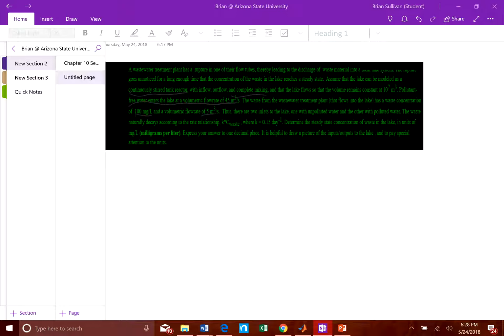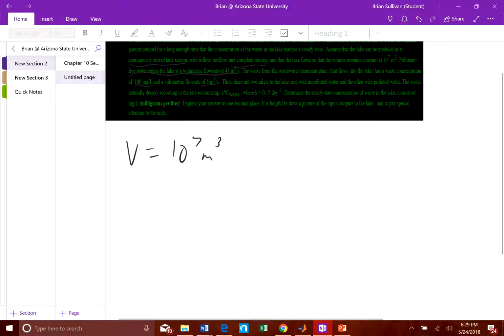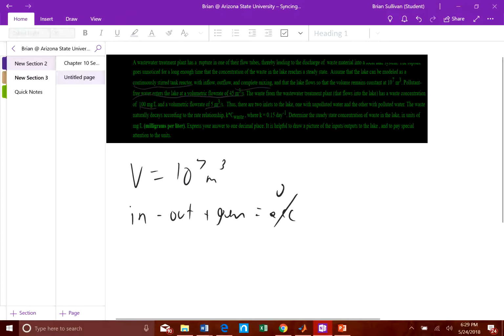So it's saying that the volume V in the lake is 10 to the 7th meters cubed, and it's a CSTR with two inlets. So what we've got to do is our general equation: in minus out plus generation equals accumulation. Now steady state, that's 0. And our ins are the two volumetric flow rates, Q1 and Q2. One's from the plant, one's from just the river stream.